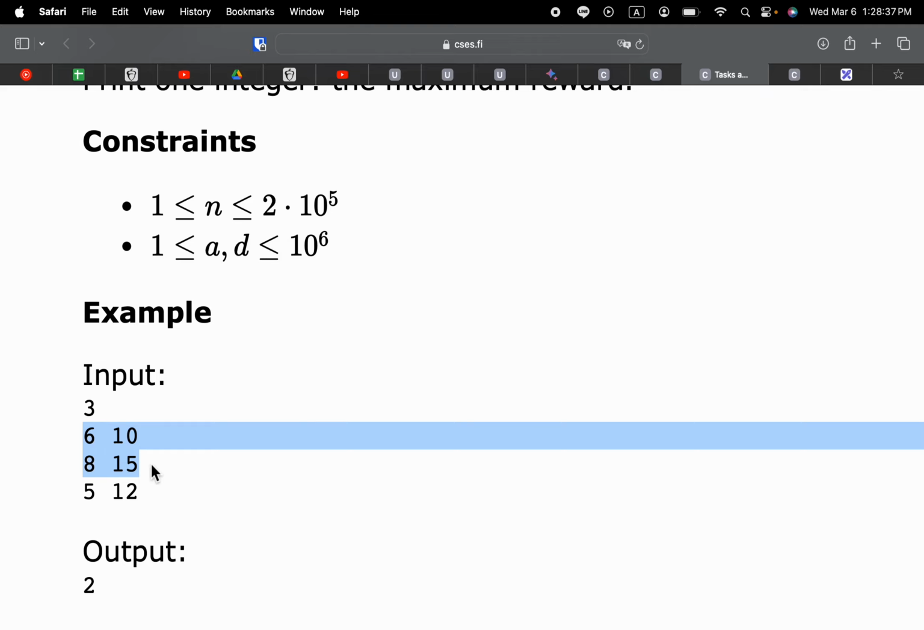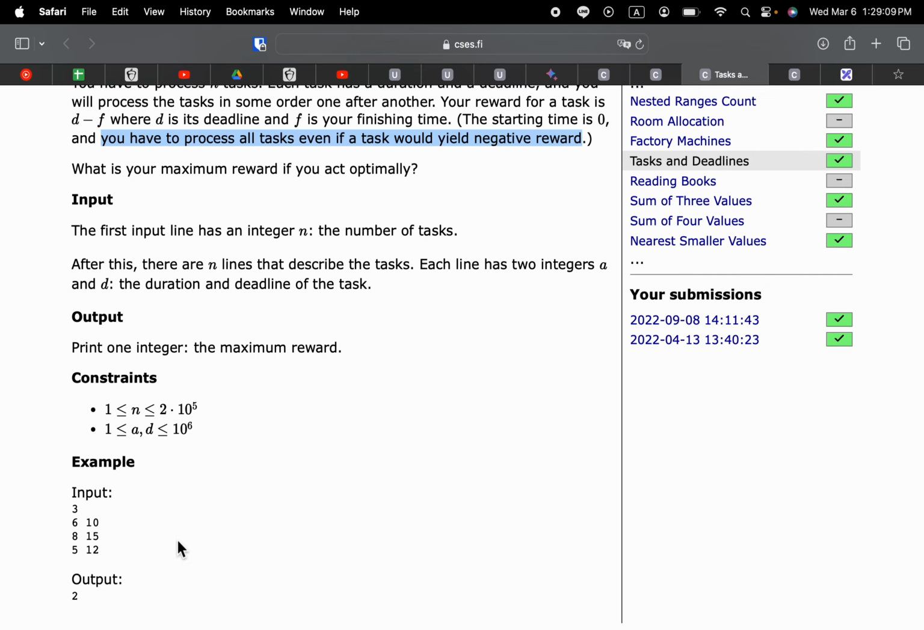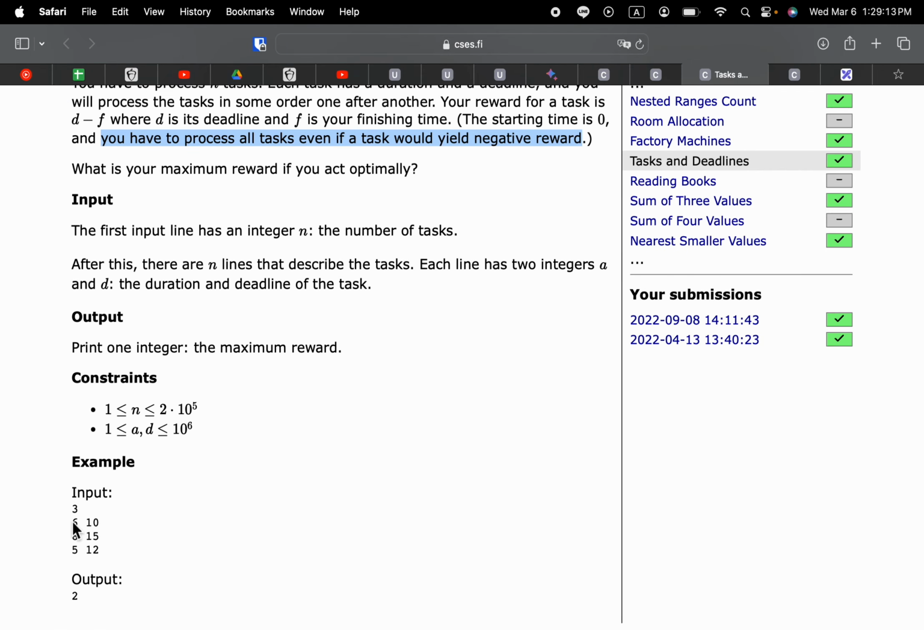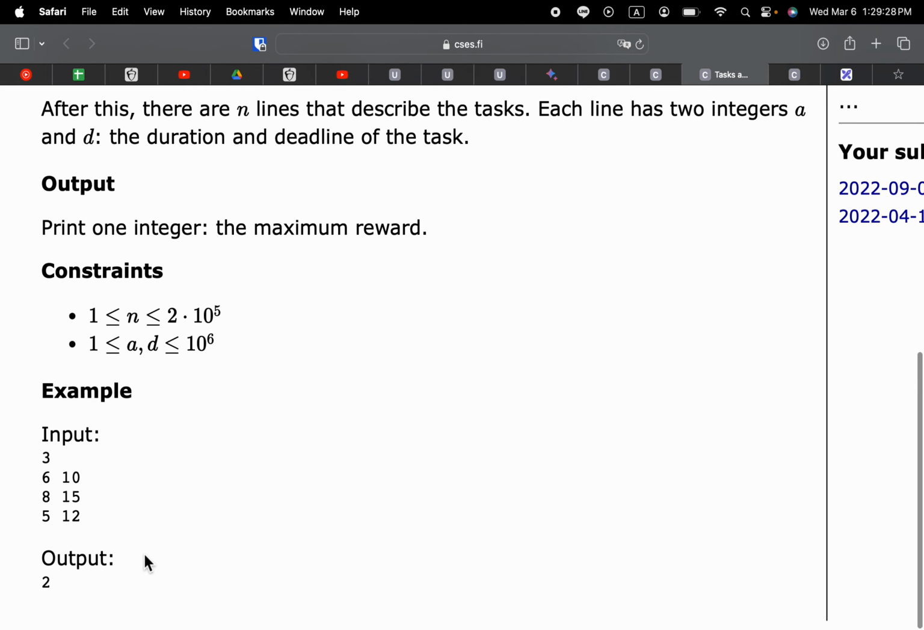Okay, so first, let's think about an extremely simplified problem. What if you have to do all the tasks in the order that they give you? What are you going to do then? Hold on, I said what if the problem says you have to do the tasks in the order that they give you? Yeah, that's very simple, guys.